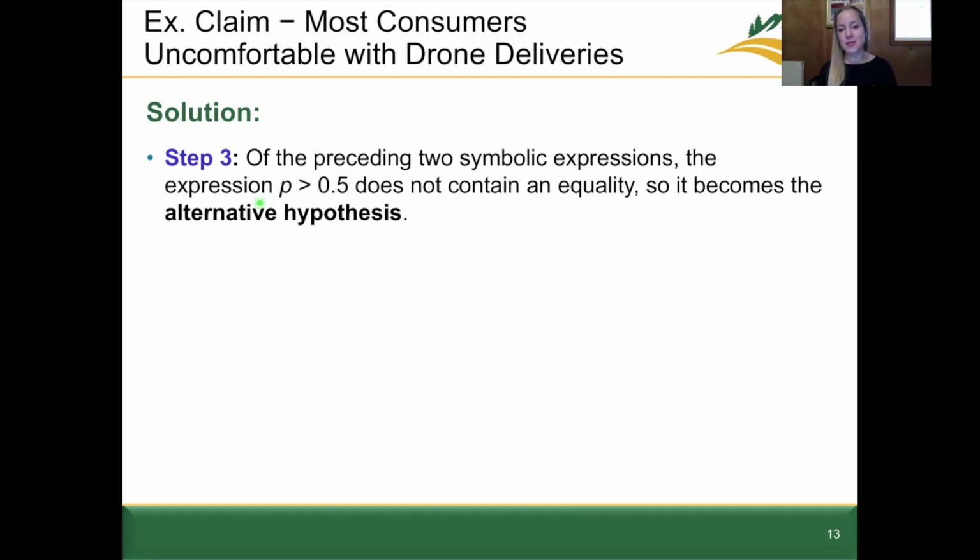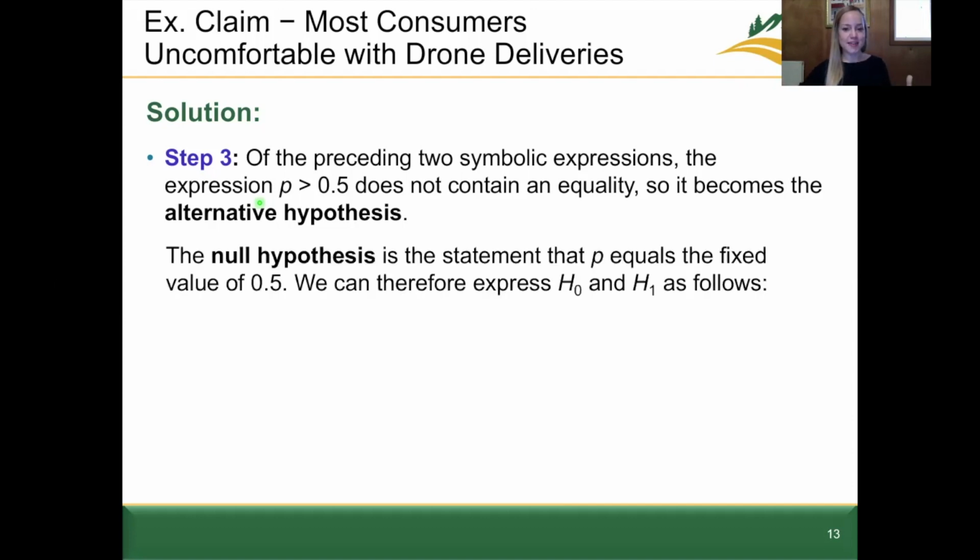Then recall how we think about the null hypothesis is a little bit different. So for our null hypothesis, it's always the statement that p equals the fixed value of whatever our claim relates to. So our null hypothesis here is that p is equal to our fixed value of interest. Again, we're working with a fixed value of 0.5 because we're interested in the idea of most consumers being uncomfortable with drone deliveries. The null hypothesis always contains an actual equal sign here.